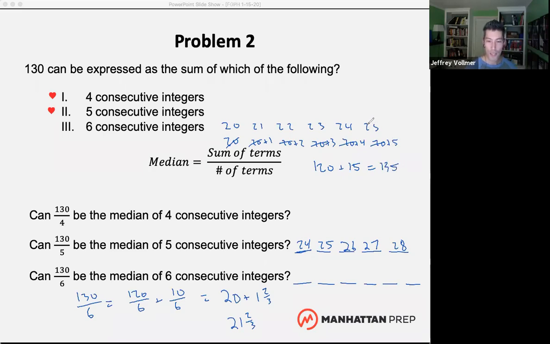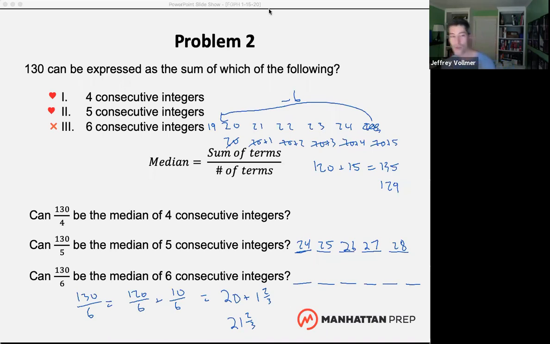Let's go ahead and replace 25 with 19. And if you do that, you will decrease by 6. If you subtract 6 from 135, you'll end up with 129. So the integers 19 through 24 are close, but they will not add up to 130. And the next set of 6 integers is going to be too much. So Roman numeral 3 does not work.